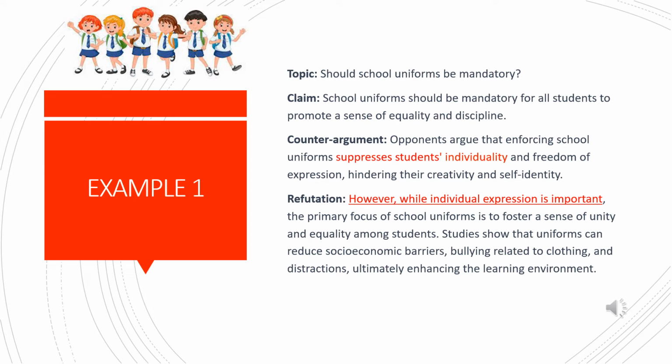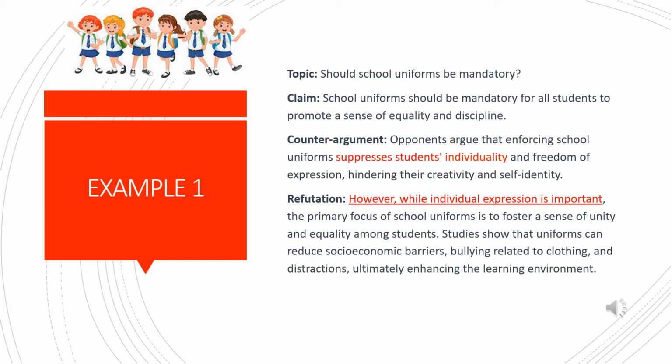But since we have our stand, which we believe that school uniforms should be made mandatory, then we need to also include our refutation. So here you can see that in our refutation, we mentioned that, however, while individual expression is important, the primary focus of school uniforms is to foster a sense of unity and equality among students. Studies show that uniforms can reduce socio-economic barriers, bullying related to clothing and distractions, and ultimately enhancing the learning environment.